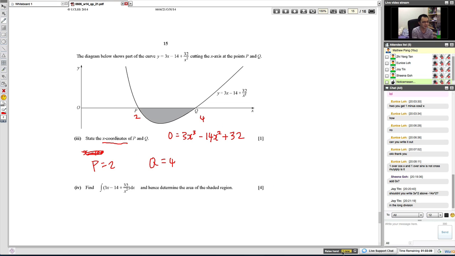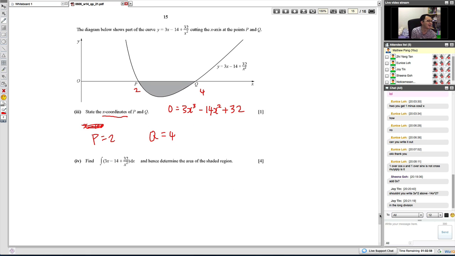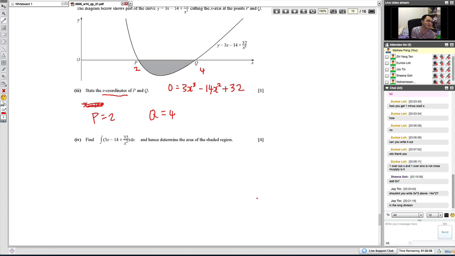So yeah, let me move on. This question is to integrate and find the area of the shaded region. So basically, yeah, just do some integration. So 3x squared minus 14x plus 32 x to the power of negative 2. Right, I will integrate this one. Actually, it will give me 3x squared over 2 minus 14x, and then minus 32x to the power of negative 1. Alright, I plus 1 to the power, so negative 1, right? So I will write plus c. Alright, this is very simple.